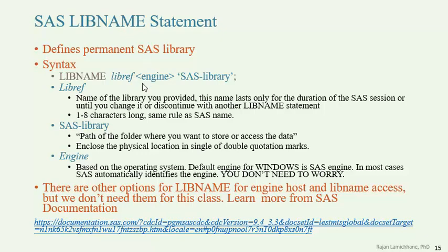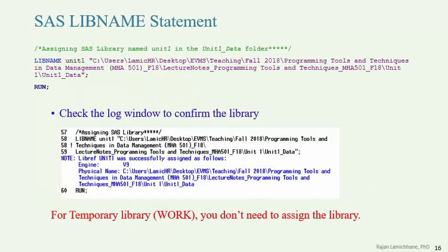Then you give the engine. Usually the engine is the processing of the SAS, and SAS automatically identifies the engine, so you don't need to worry too much about this engine. In our case, we generally use V9. SAS generally uses V9 as the engine, and then this is the path where you want to permanently store your data. Now let me give you one simple example here.